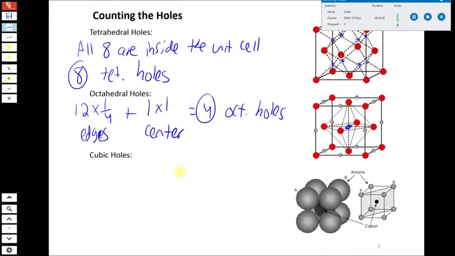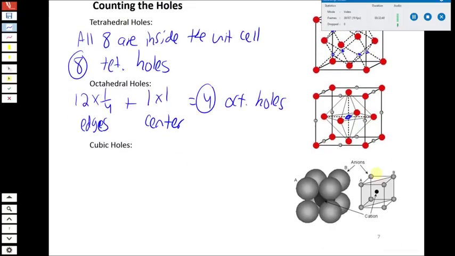And then cubic holes, also from a counting standpoint, are the simplest. We have 1 cubic hole in the center. It's completely in the center of the unit cell, so it's not shared. So we just have 1 cubic hole.